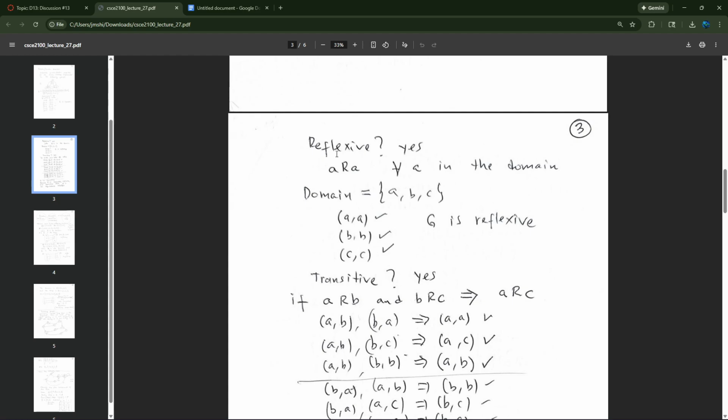Second is G reflexive. The answer is yes, because each node relates to itself. The domain is A, B, and C. A relates to A, B relates to B, C relates to C. So graph G is reflexive.